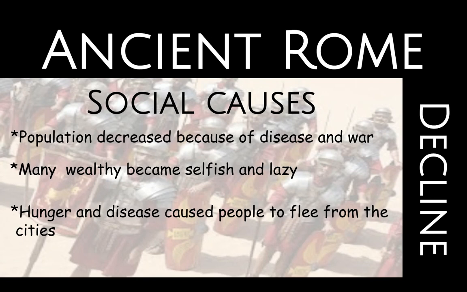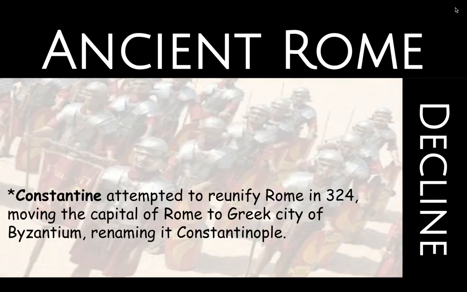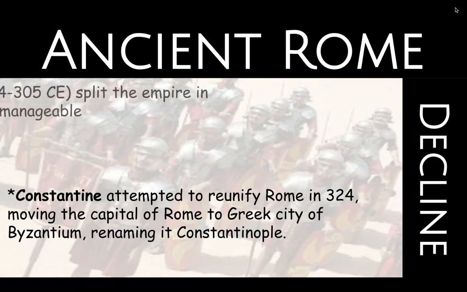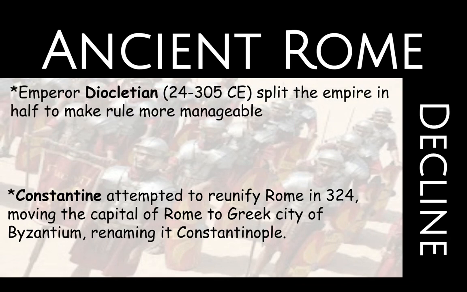Oh, and it was Emperor Diocletian, not Constantine, who split the empire. We'll talk about both of them in a sec. Okay, so those are social causes for the decline of the Roman Empire. All right, Diocletian is the one who splits the empire in half to make it more manageable.